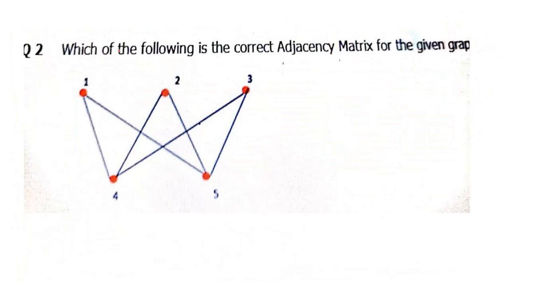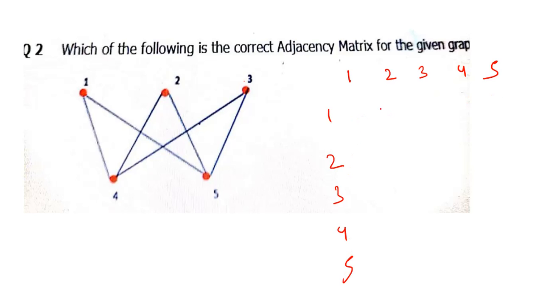So here's the next question: which of the following is the correct adjacency matrix for the given graph? I have not included the matrix, but I will tell you how you can make the adjacency matrix and determine the correct answer. This is the graph given to us. How many vertices does it have? 1, 2, 3, 4, 5. 5 vertices, right?